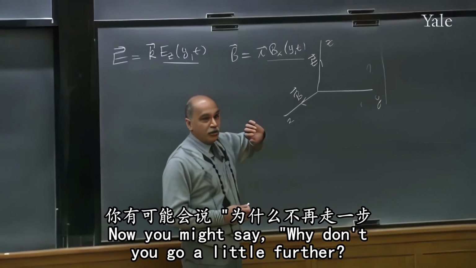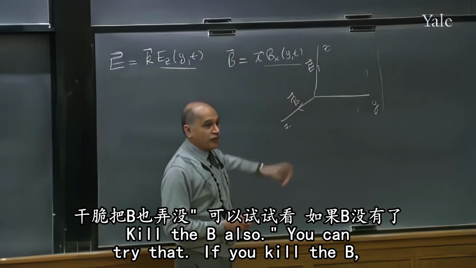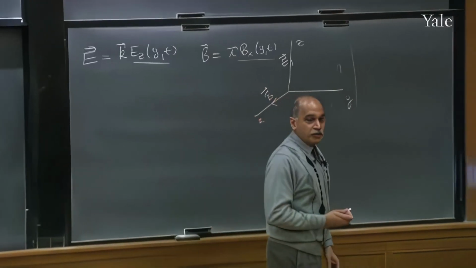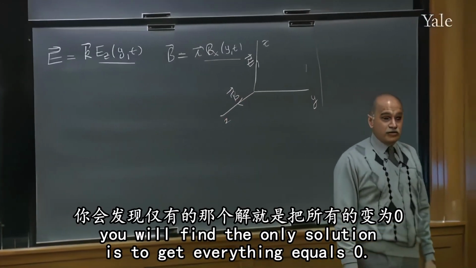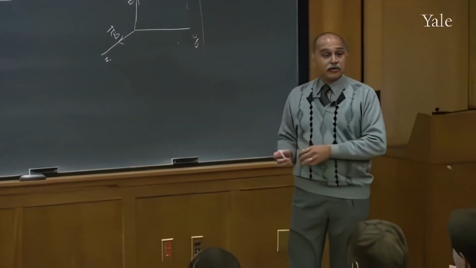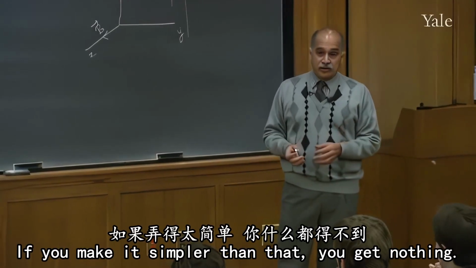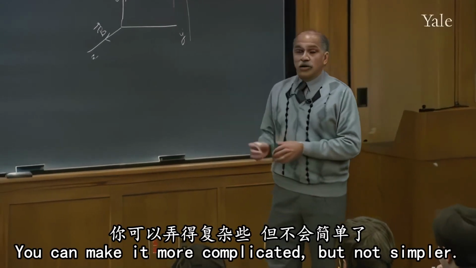Now you might say, why don't you go a little further? Kill the B also. You can try that. If you kill the B, you will find the only solution you get is everything equal to 0. So by trial and error, we know this is the first time you can get something interesting going. So if you make it simpler than that, you get nothing. You can make it more complicated, but not simpler.